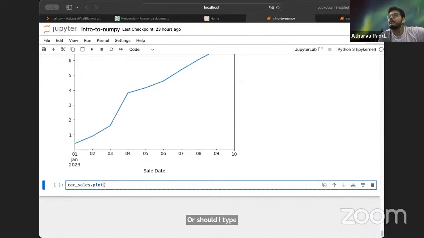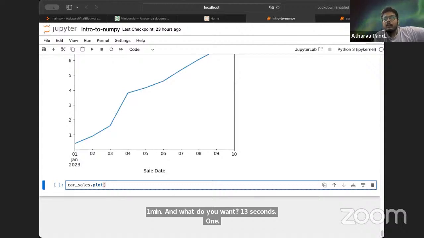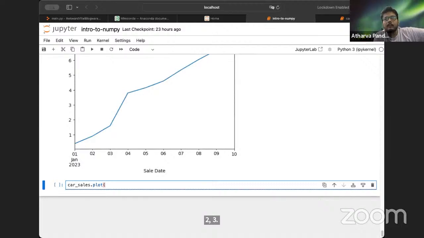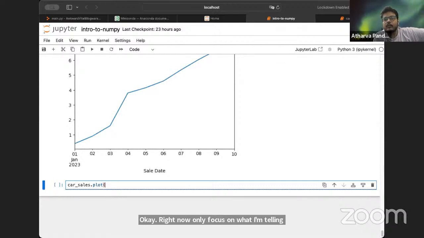One minute. And not even one minute, man. 30 seconds. One, two, three. X-axis should be odometer. Y-axis should be price. Right now, only focus on what I'm telling. X-axis should be odometer. Y should be price. And I want a scatter graph. Tell me how I can do it.